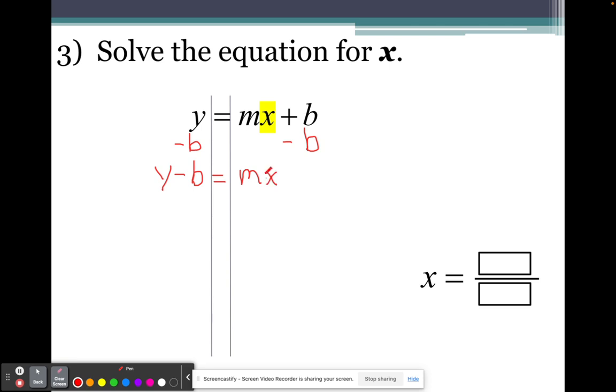But this x still is not by itself. It's attached to that m through multiplication. So I need to divide by m. What I do to one side, I do to the other. I have to divide this whole thing by m. My m cancels out over here. I'm left with x equals y minus b over m.